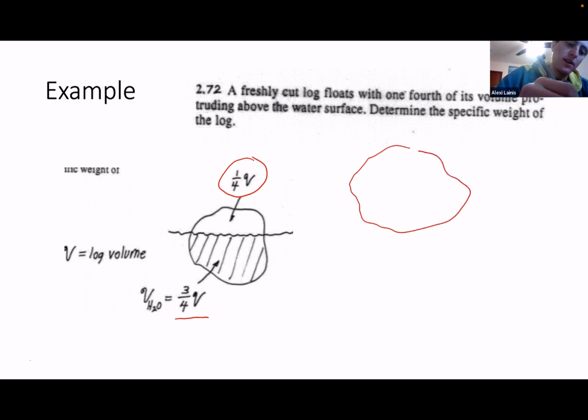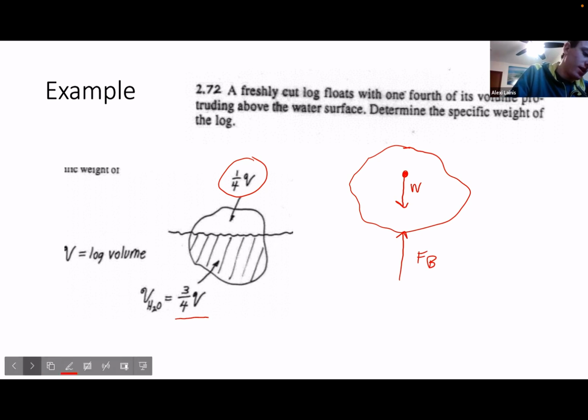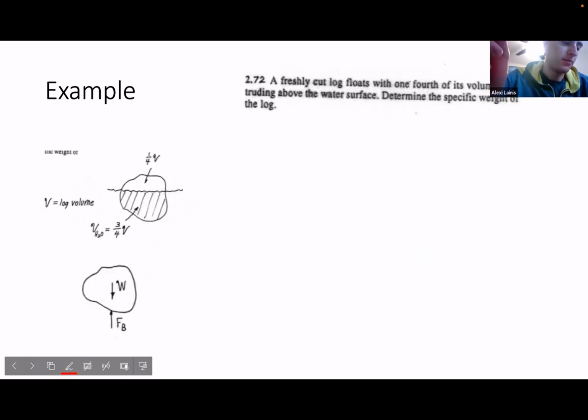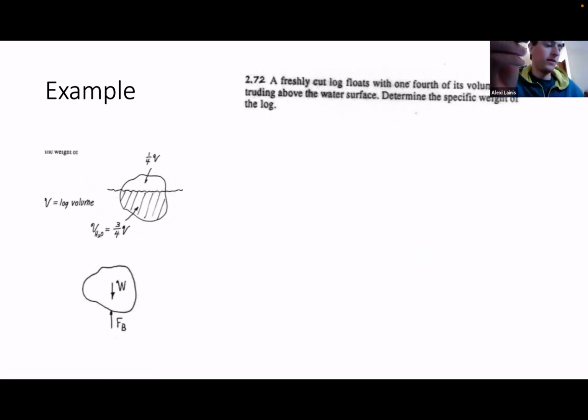We have our log. We're going to have the weight force going down, acting at the centroid, and then a buoyancy force pushing up on the log. So pretty simple, but we should still draw a free body diagram just to make sure we understand what's going on. Let me go to the next slide. I have that free body diagram drawn there. From this free body diagram, we can see that there's two forces.